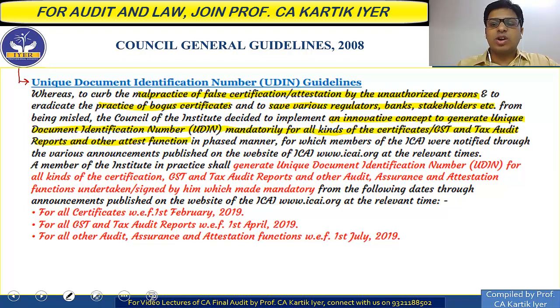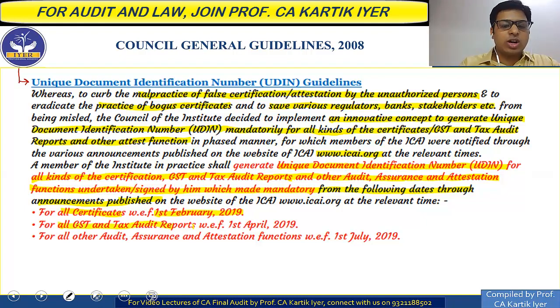Mandatorily for all kinds of certificates, GST and tax audit reports and other attest functions in a phased manner, for which members of ICAI were notified through various announcements published on the website of ICAI at the relevant times. A member of the institute in practice shall generate a unique document identification number, UDIN, for all kinds of certification, GST and tax audit reports and other audit, assurance and attestation functions undertaken or signed by him, which was made mandatory from the following dates through the announcements published on the ICAI website at relevant times. So they have just given dates from which date the UDIN should be implemented. Now for all certificates, they give the date of 1st February 2019, that is already passed, so that is implemented now.